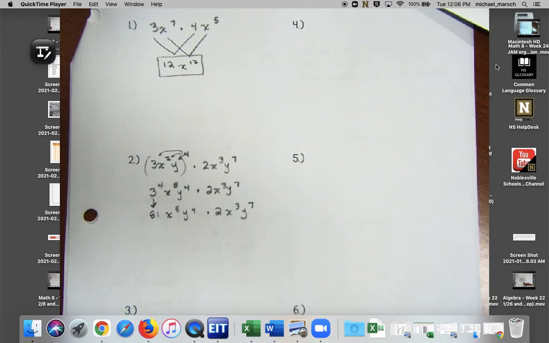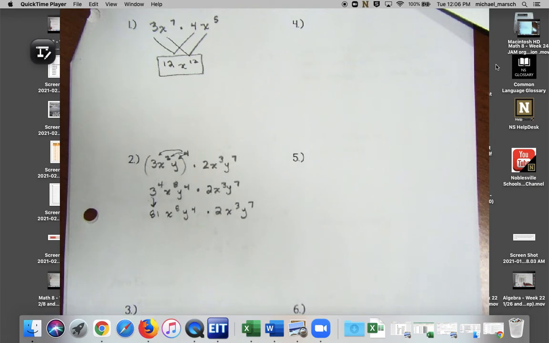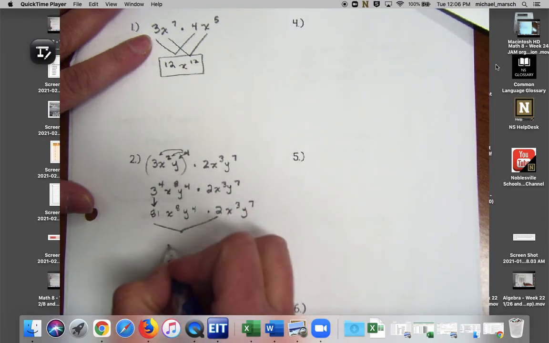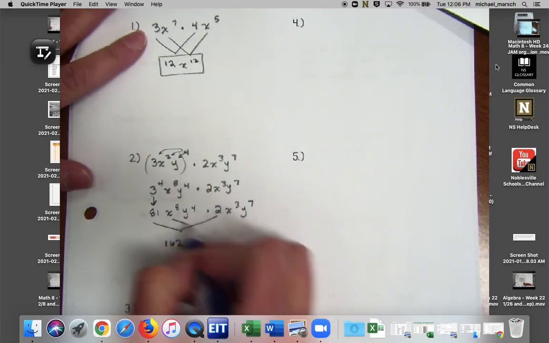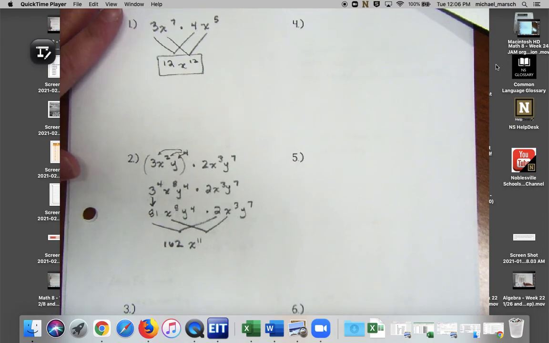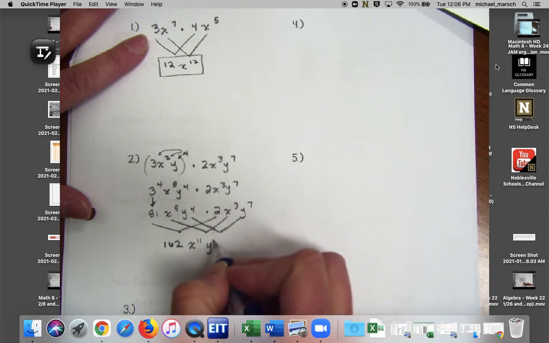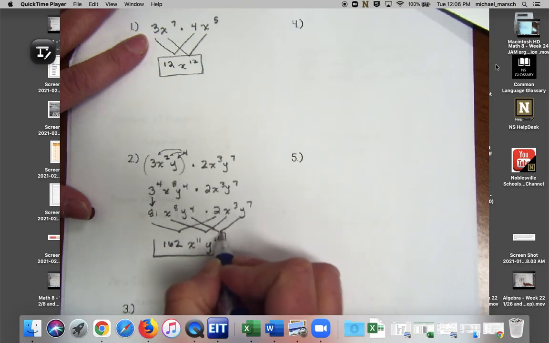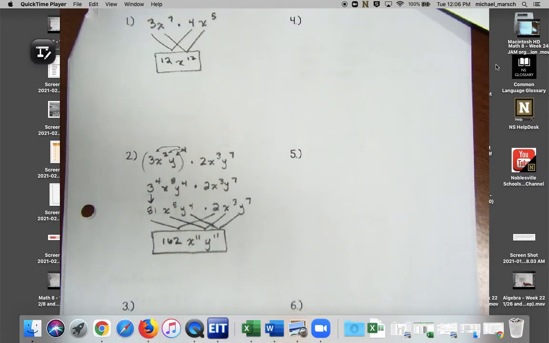Now, even though it's a little bit more complex, this is very similar to our first example. So I'm going to multiply 81 times 2, and I'm going to get 162. Then I'm going to do x to the 8th and x to the 3rd, and I'm going to get x to the 11th. And then I'm going to do y to the 4th and y to the 7th, and I'm going to get y to the 11th as well. 162 x to the 11th, y to the 11th. Yep. Big number. Large. Very large valued number.